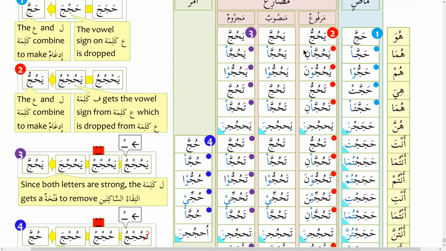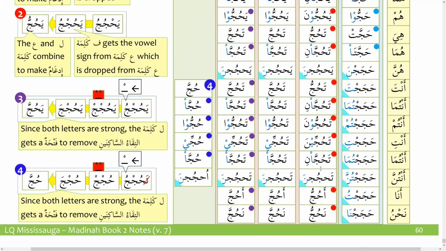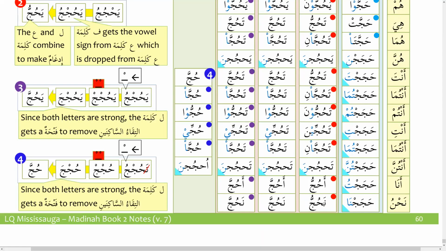Mutaharrik. And Yahujju is also the same thing. Yahjuju it was. Then you give a sukoon to it, and then you do idgham, you just join it, so it becomes yahujju. Yahujju, yahujjani, yahujjuna, tahujju, tahujjani, yahjujna. You open it up again in the third person, masculine and feminine. Yahjujna. Then tahujju, tahujjani, tahujjuna, tahujjina, tahujjani, tahjujna, ahujju, nahujju.